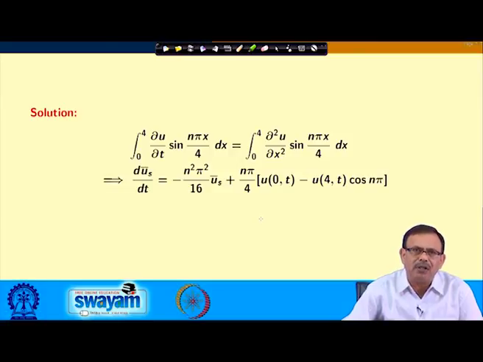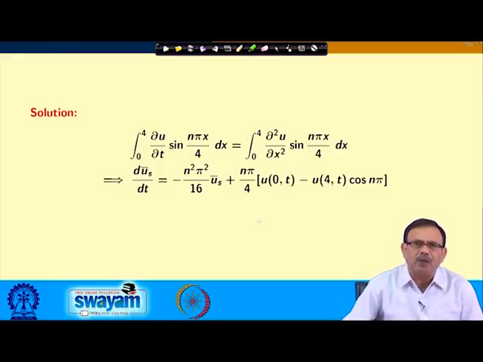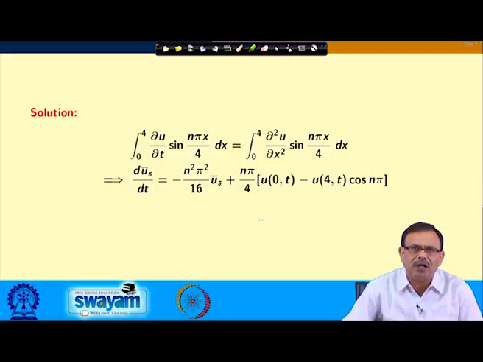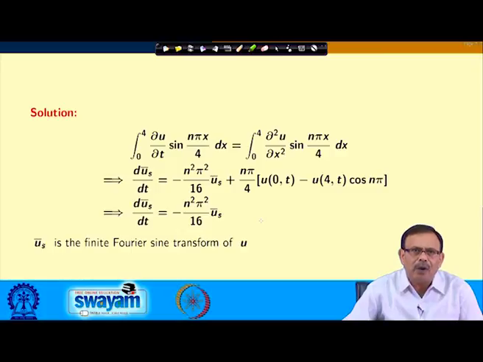So, d u bar s dt will be equal to the left hand side. I have already explained why d/dt of u bar s comes on the left hand side, and the integral of del 2 u del x square sin(n pi x/4) dx was also evaluated earlier. So, we are just putting the value: minus n square pi square by 16 u bar s plus n pi by 4 into u(0,t) minus u(4,t) into cos n pi, and we know u(0,t) is 0 and u(4,t) equals 0. So, if you substitute, the second term of the right hand side will vanish. So, you will have only this, where u bar s is the finite Fourier sine transform of u.